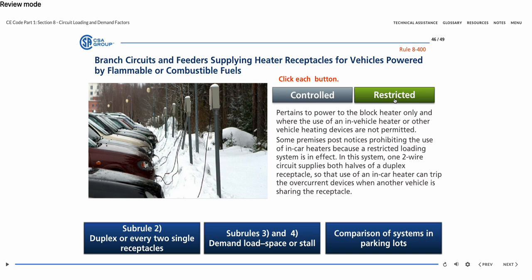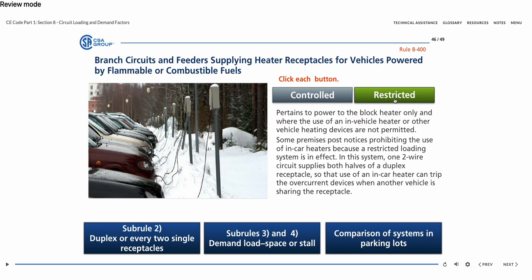Restricted, which pertains to power to the block heater only, and where the use of an in-vehicle heater or other vehicle heating devices are not permitted. Some premises post notices prohibiting the use of in-car heaters because a restricted loading system is in effect. In this system, one 2-wire circuit supplies both halves of a duplex receptacle, so that use of an in-car heater can trip the overcurrent devices when another vehicle is sharing the receptacle.